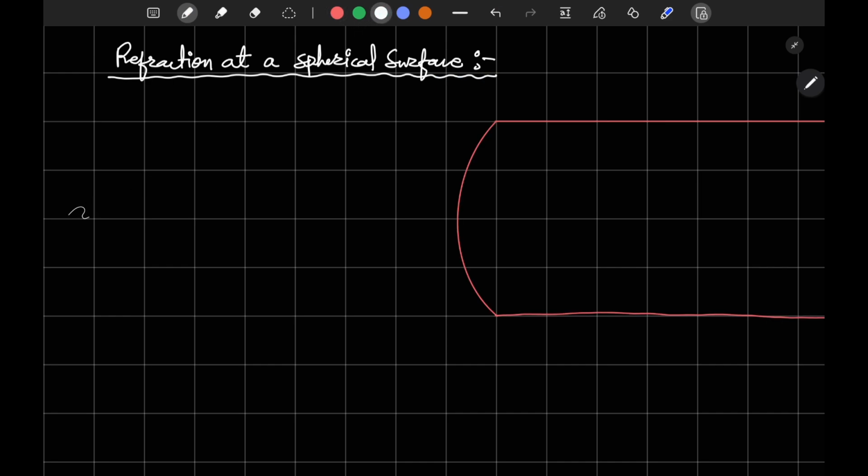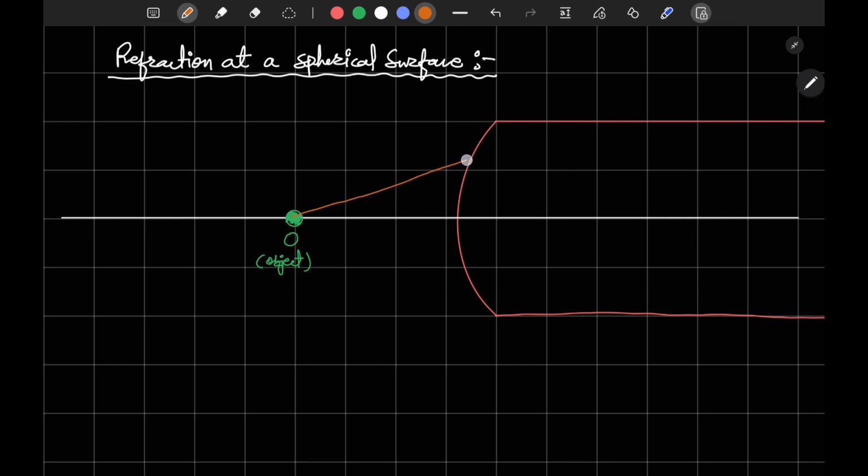Let's start with drawing a diagram. Let's suppose we have the object here. Let's consider an incident ray from the object towards the medium. After refraction, the light ray would go in this way. Let's name these angles alpha, beta and gamma.